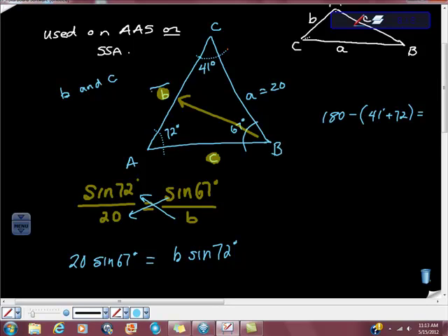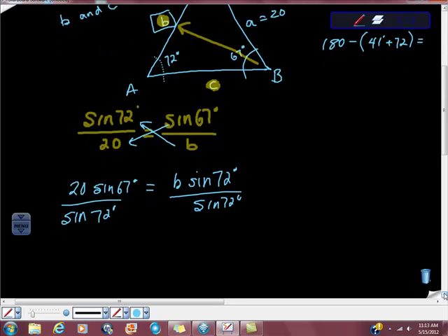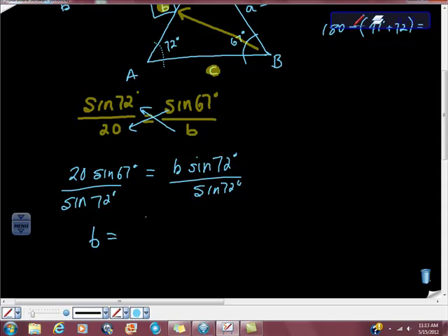Remember, we said we're looking for B, so I'm going to try to get B by itself. So I'm going to divide both sides by sine of 72 degrees. So B is equal to 20 times sine 67 degrees over sine 72 degrees, right? And then we can use our calculator from there. And it turns out to be 19.4. So it equals 19.4. All right.